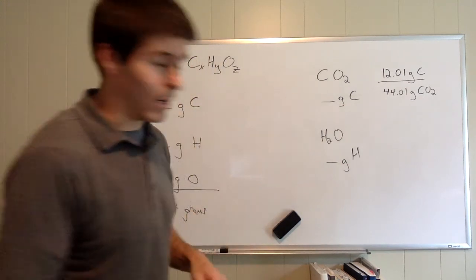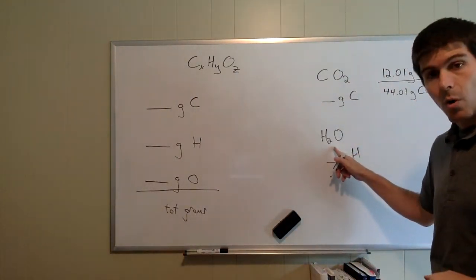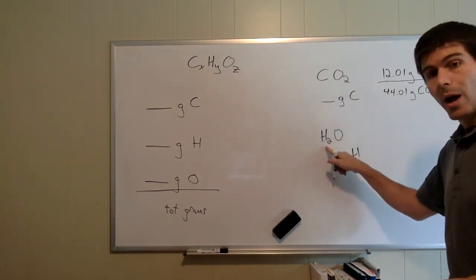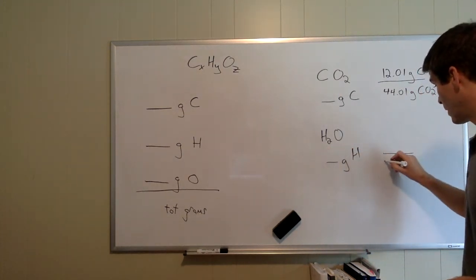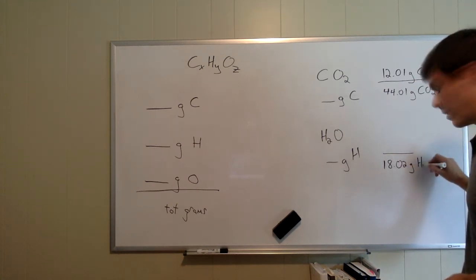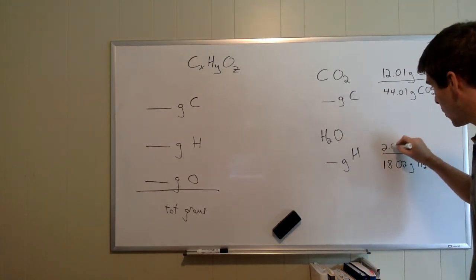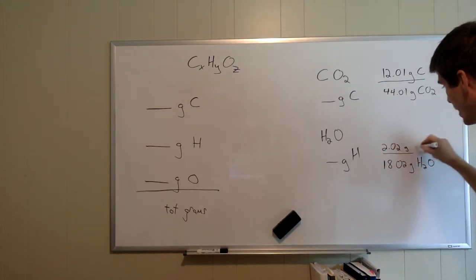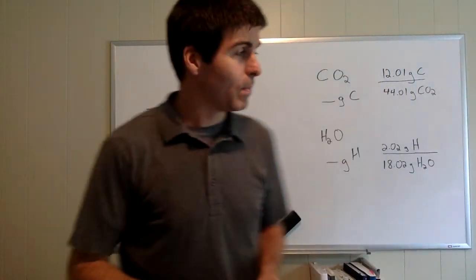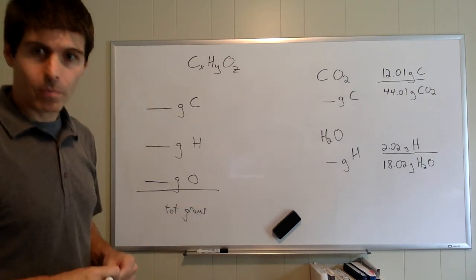We can do the same thing with water. If we know the sample size of water, we can say how much of it is hydrogen. Well, there are 2 hydrogens here. The molar mass of water is 18.02 grams, and since there are 2 hydrogens, we're going to say 2.02 grams of hydrogen is in the water. So that's our conversion, or our proportion, for the hydrogen.